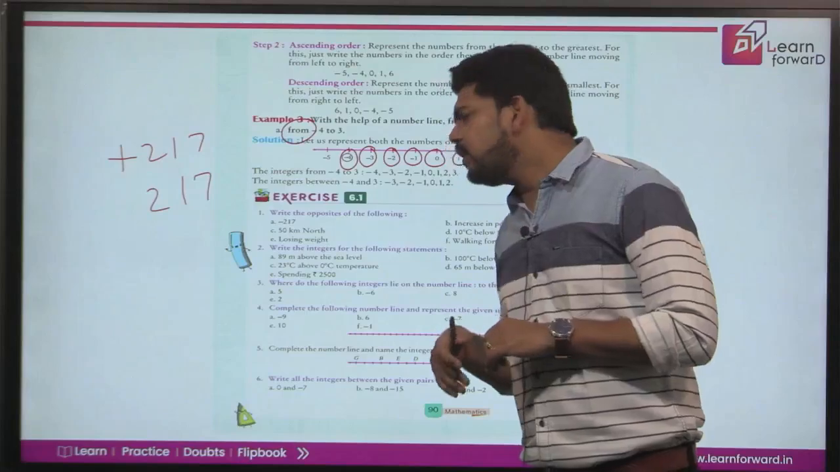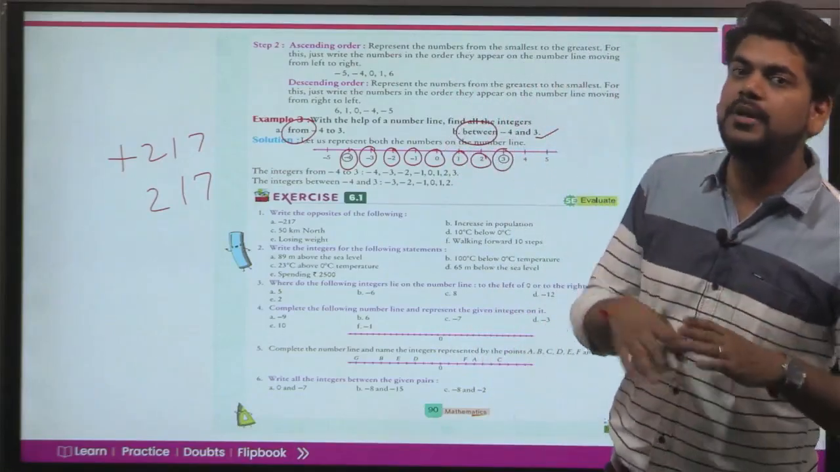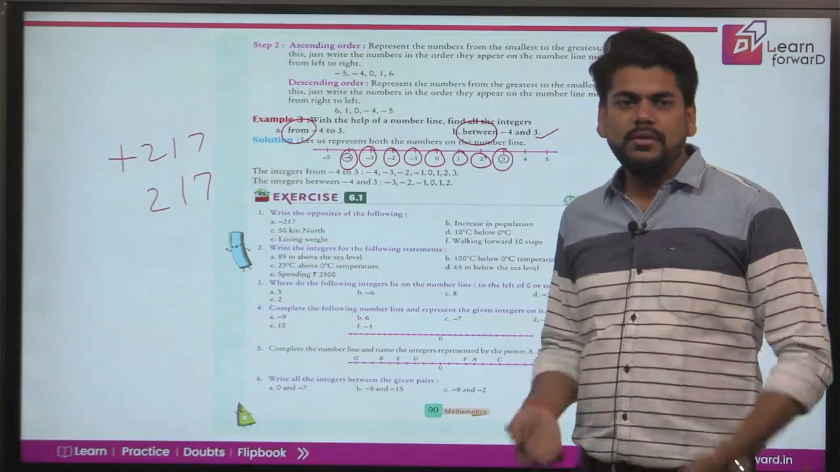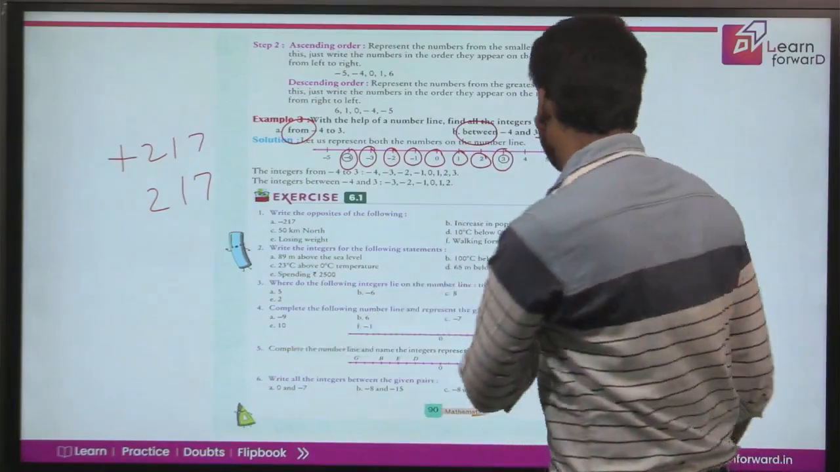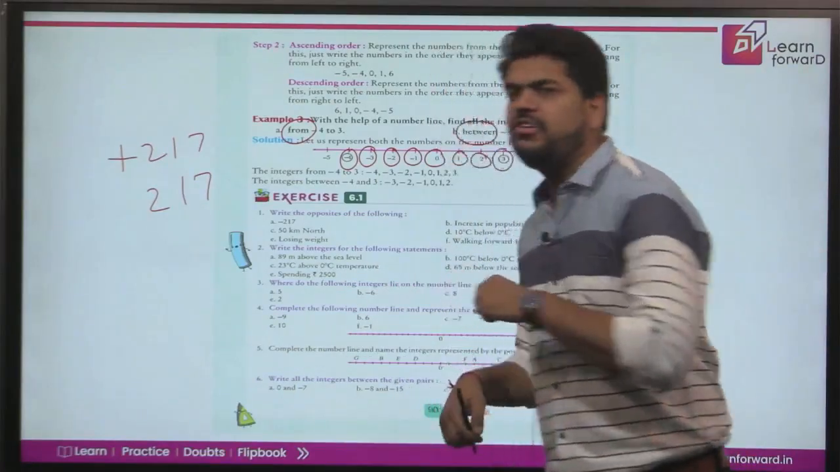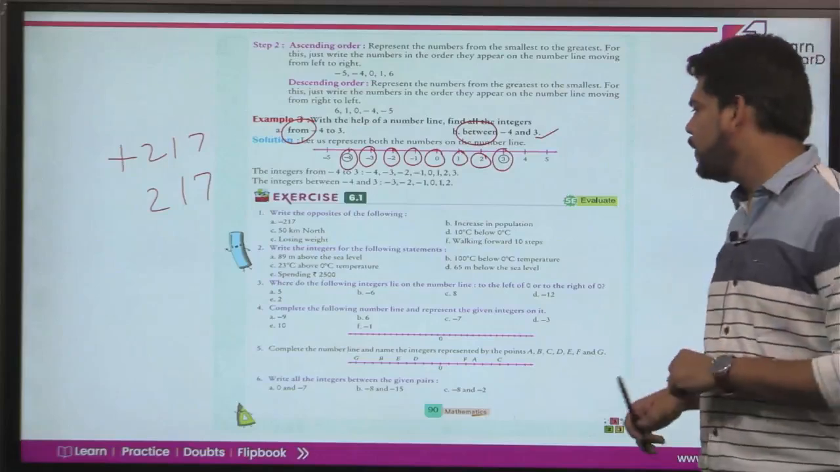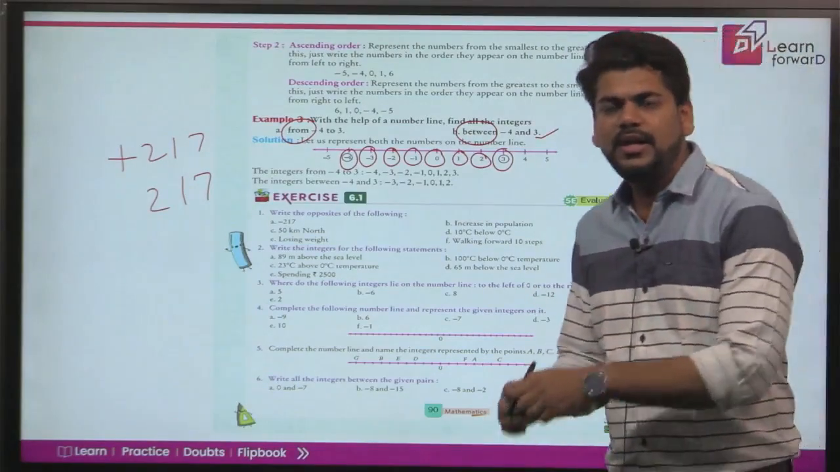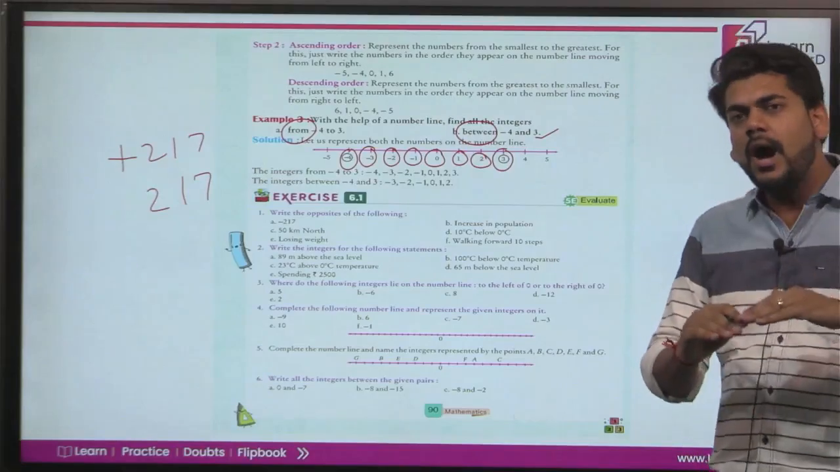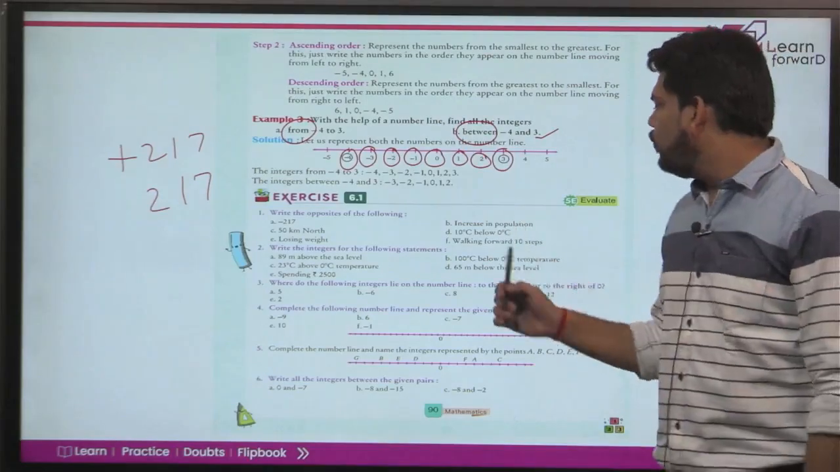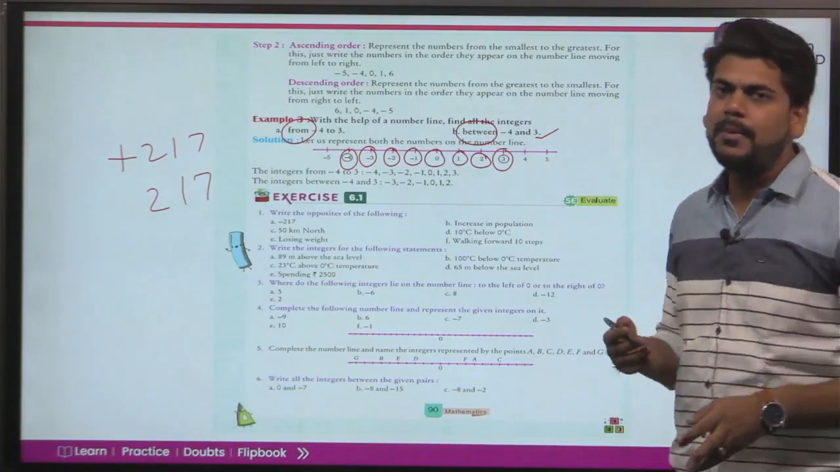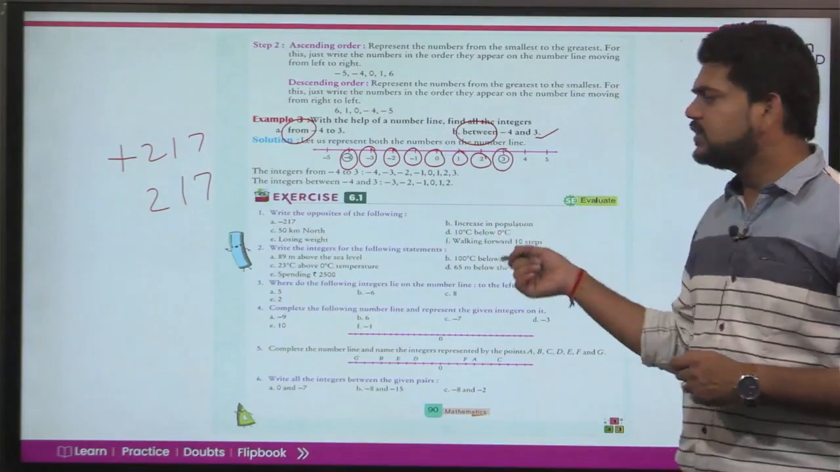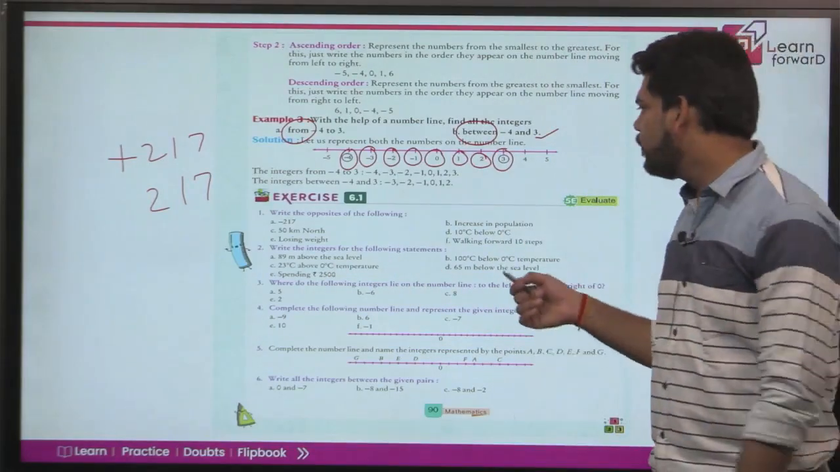50 kilometer north, opposite is 50 kilometer south. Losing weight, gaining weight, right? Increase in population, decrease in population. 10 degrees Celsius below 0 degree, 10 degrees Celsius above 0 degree. Walking forward 10 steps, walking backward 10 steps. So this was the small question.